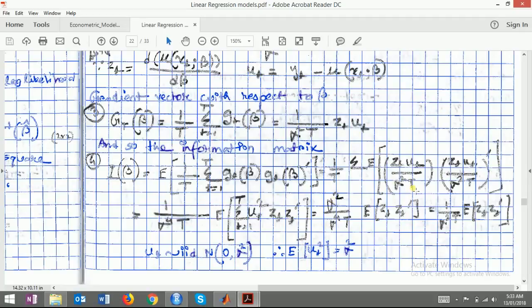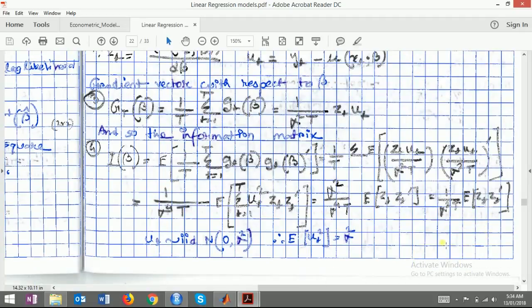But the expected value of ut is always 0. Nothing is there. Expected value of ut is 0. Nothing is there, that's why nothing came off. There is no calculation here, very simple. Expected value of sigma square is sigma square. That's all. So 1 by sigma square t expected zt transpose, where ut is IID with 0 mean and sigma square variance, and expected value of ut square is equal to sigma square.